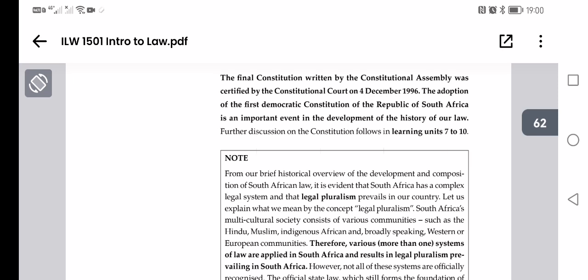The adoption of the first democratic constitution of the Republic of South Africa is an important event in the development of the history of our law. Further discussion on the Constitution follows in Learning Unit 7 to 10.